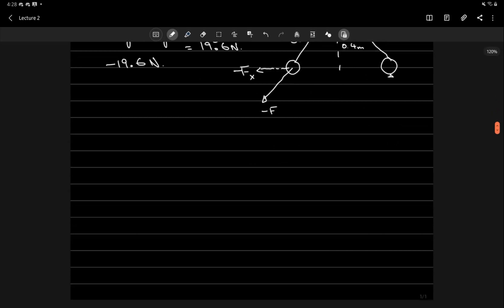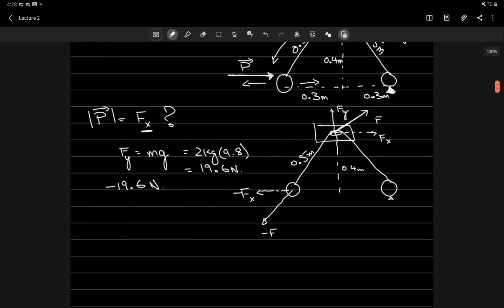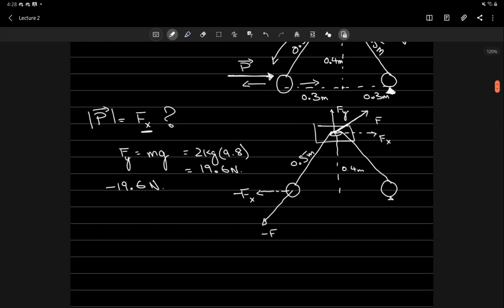Sorry, yes, can I ask? Shouldn't the vector magnitude be equal to dp over dt, equal to Fx or something? Oh, no. No, not like, which one are you talking about? This Fy? No, above, the Fx is equal to the magnitude of P.